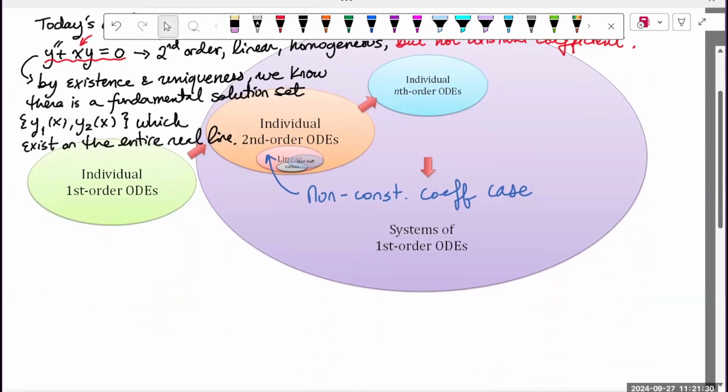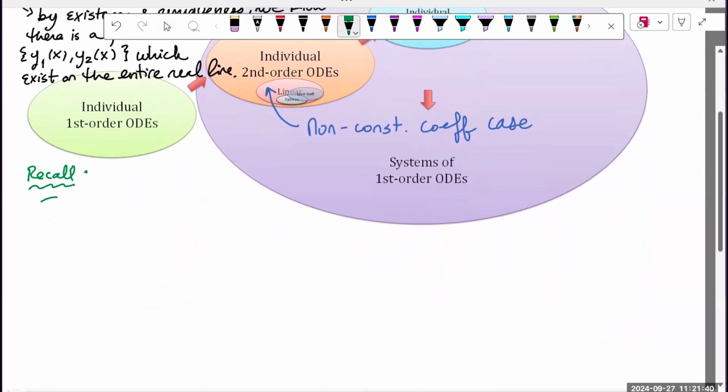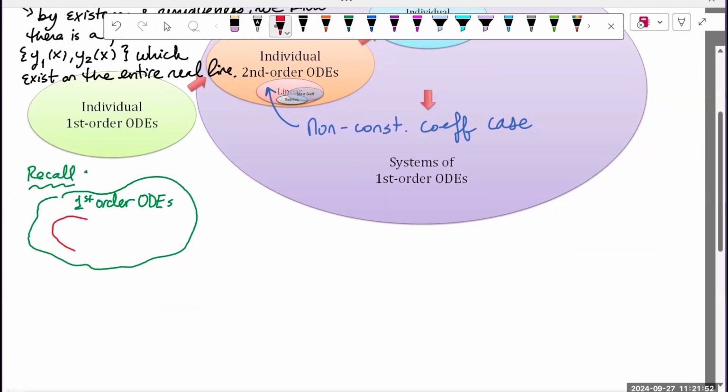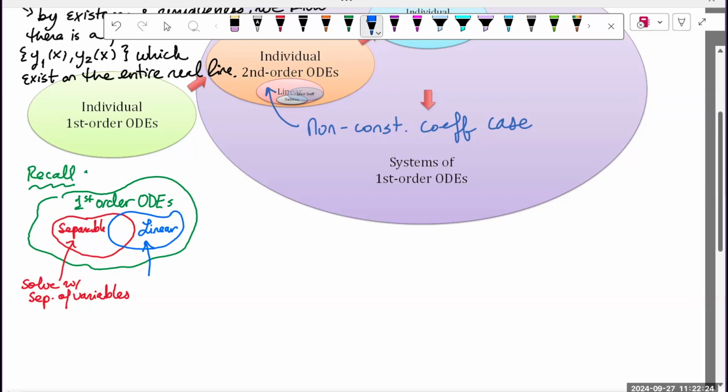So let's just remember what we do have available to us so far. If we're in the world of first-order ordinary differential equations, we split those into separable differential equations and linear differential equations, two categories that can overlap. If the equation is separable, you can solve with separation of variables. And if the ODE is linear, you can solve with an integrating factor.